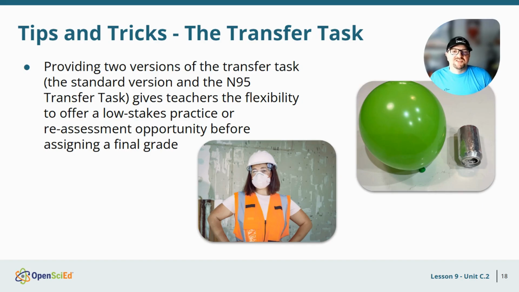OpenSciEd provides two distinct versions of the transfer task. The standard static interactions assessment, which is the one I choose to use for my formal assessment in the classroom, and the N95 transfer task. I love this feature because it grants us genuine instructional flexibility. You could use one version as a low-stakes ungraded practice activity, a formal pretest, or reserve a version for a formal reassessment opportunity before entering a final grade.